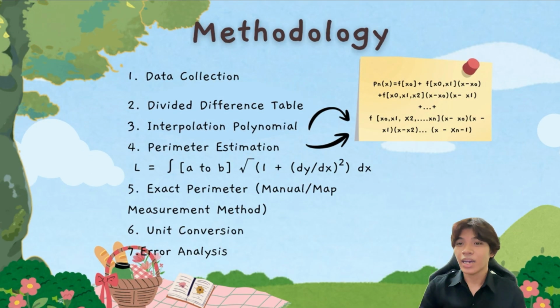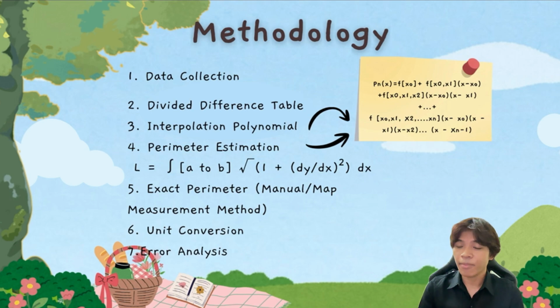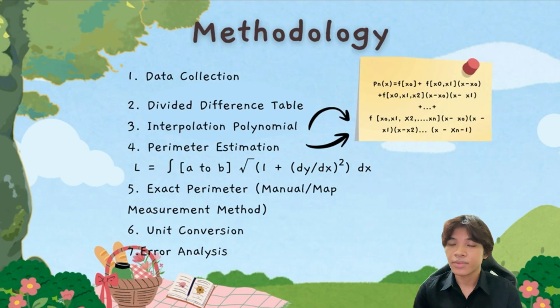Okay, so now we move on to methodology. The first thing we did was data collection using Google Maps, and we also did data collection by visiting the site itself. The second step we did was the divided difference table. The third was the interpolation polynomial, which is the formula we put here.